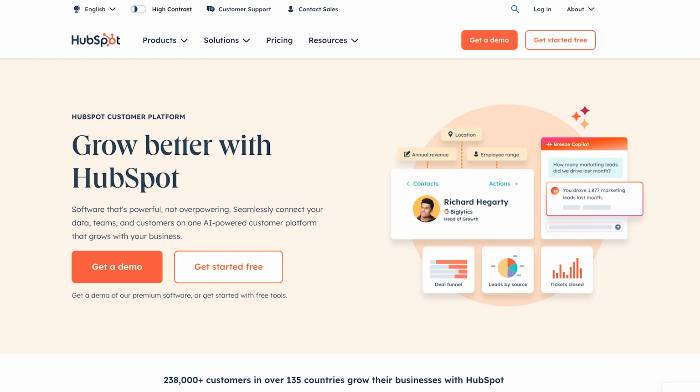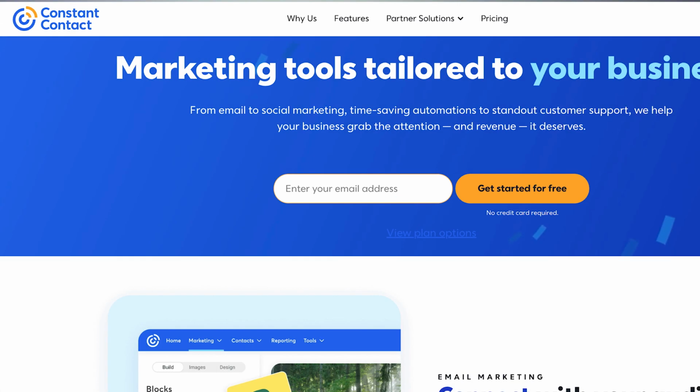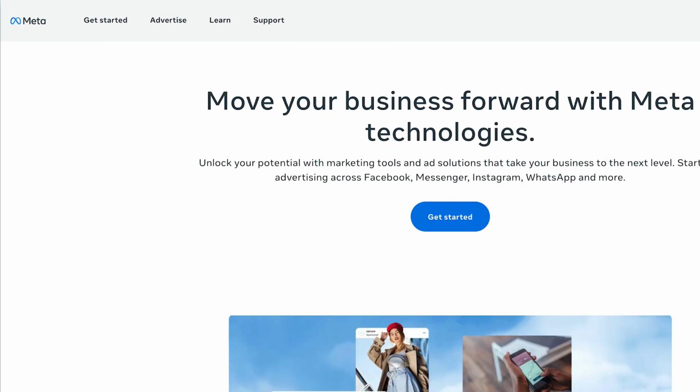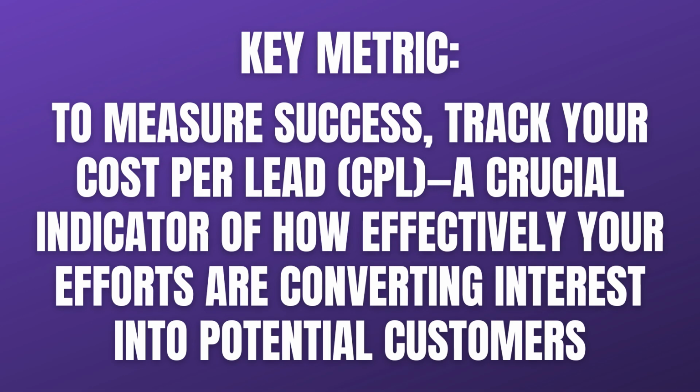Now, popular tools for lead generation can include HubSpot, MailChimp, Constant Contact, Google Ads, Meta Ads, and they'll help streamline your lead capture and nurturing. Now, the key metric for lead generation to measure your success is you have to track your CPL, or cost per lead. It's a crucial indicator of how effectively your efforts are converting interest into potential customers, and if you're doing it at a positive ROI, or return on investment. So that's the essential of lead generation.